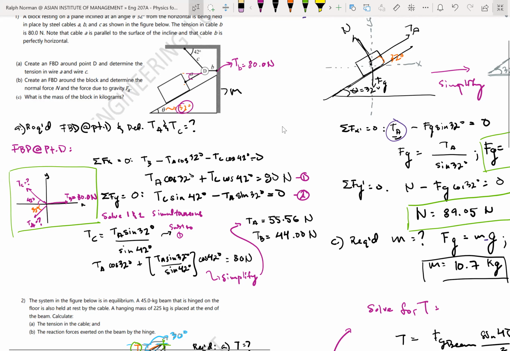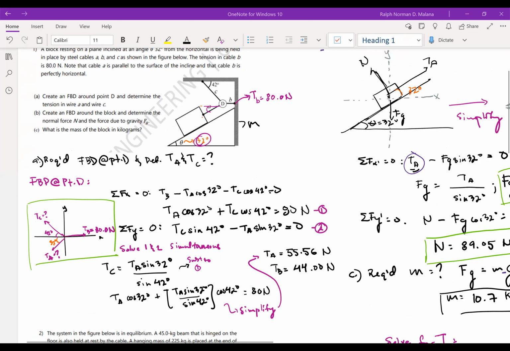Wait lang, ilabas ko lang pala yung chat nyo para hindi ko makita minsan pag naka full screen eh.